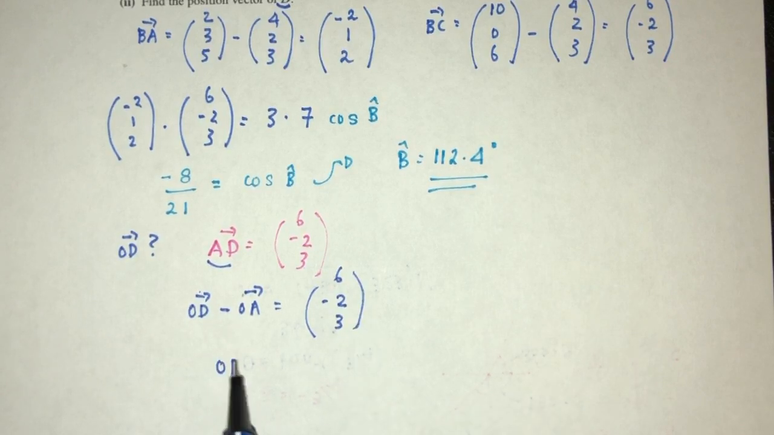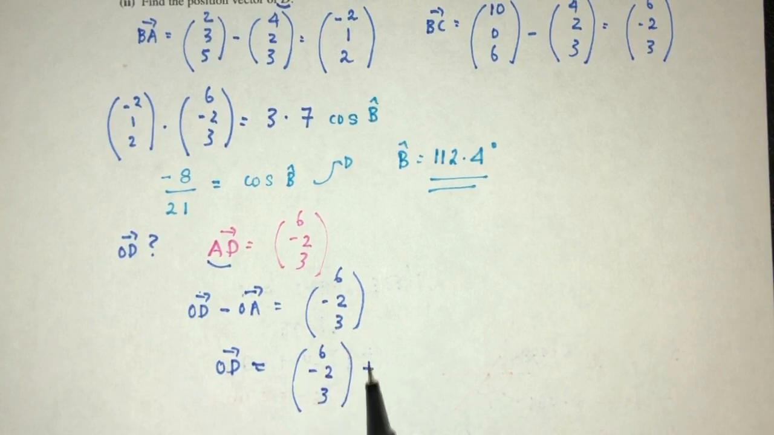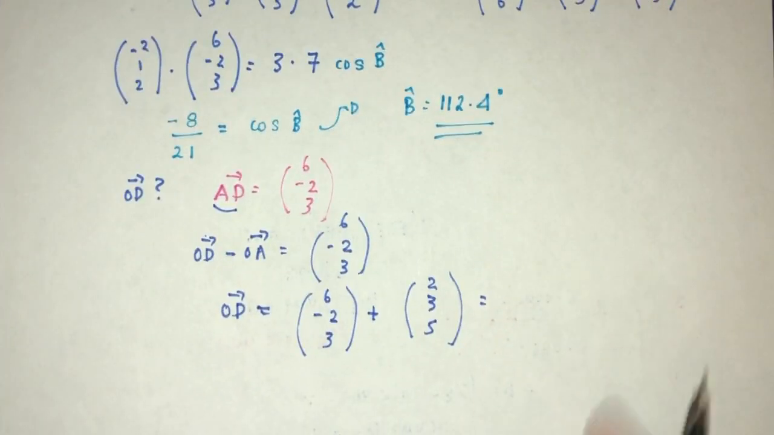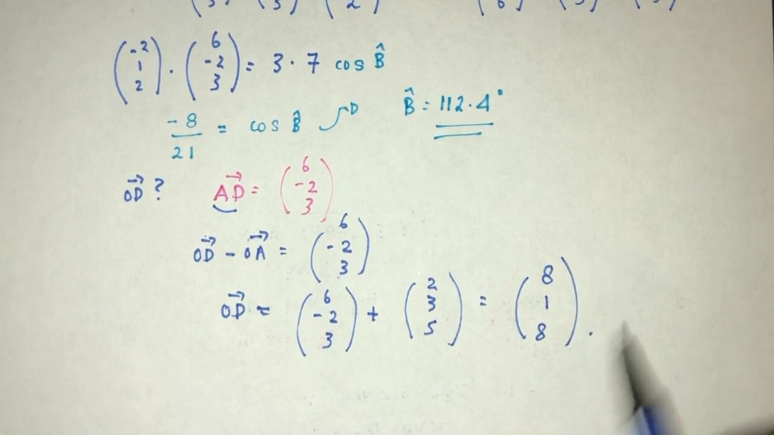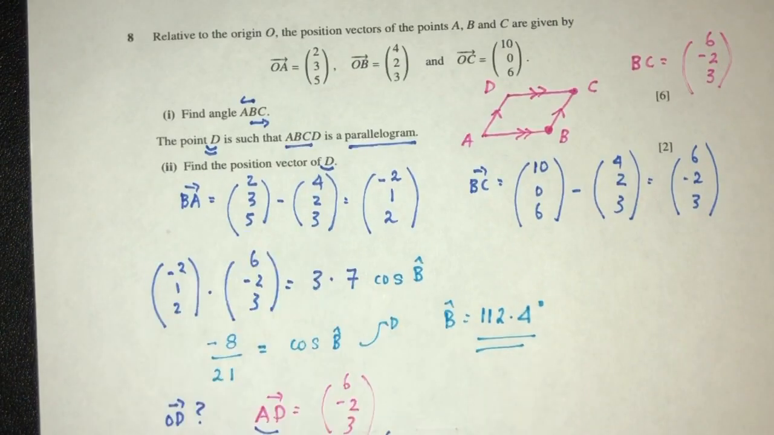So it means OD will just have to be sent OA over here. You will have 6 minus 2, 3 plus OA, which is 2, 3, 5. That will give you what? 8 on top, 1 and 8. That is your value of OD. And that will be the position vector of OD for question part 2.